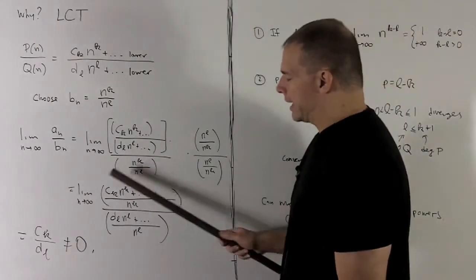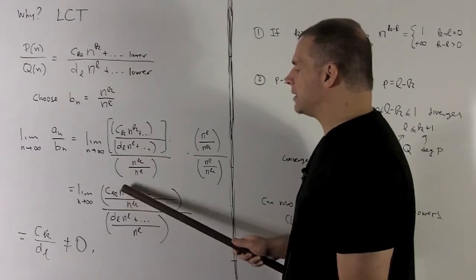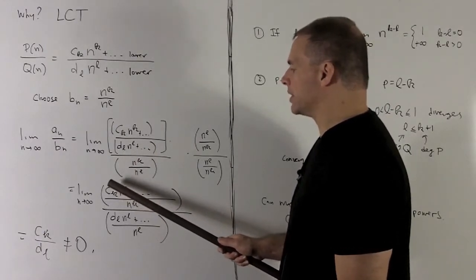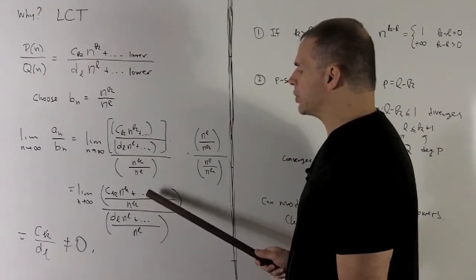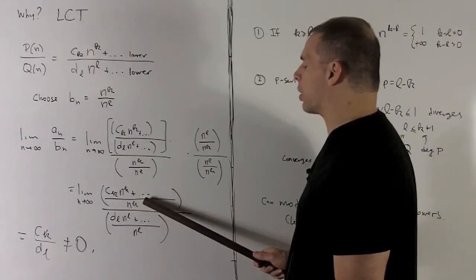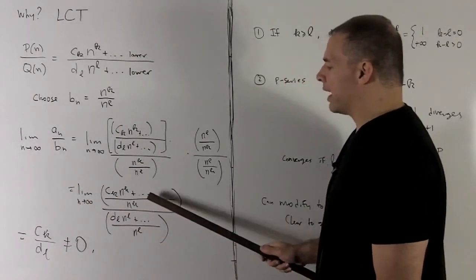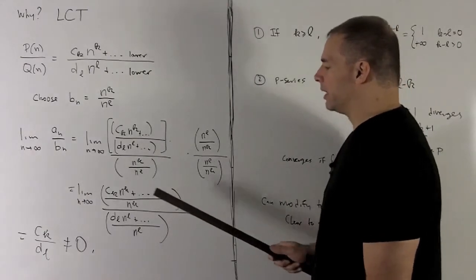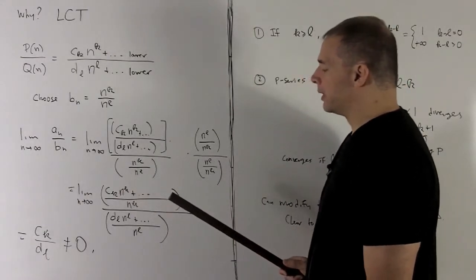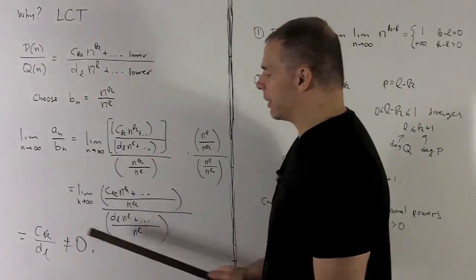So I can now take the limit of this, and we notice the n to the k is going to divide into the first term exactly, leaving me with a c_k, and then all the other terms will be constants times 1 over n to a positive power. As I take the limit as n goes to infinity, all of these 1 over n to the positive powers are going to drop out, going to 0. So I'll be left with c_k. On the bottom, same idea, except here we'll be left with d sub l.